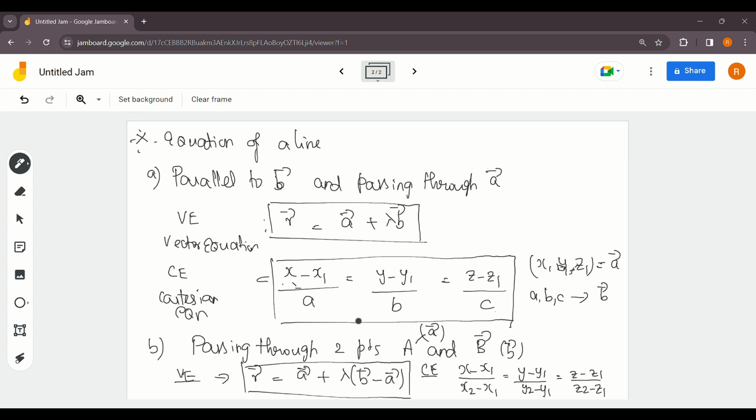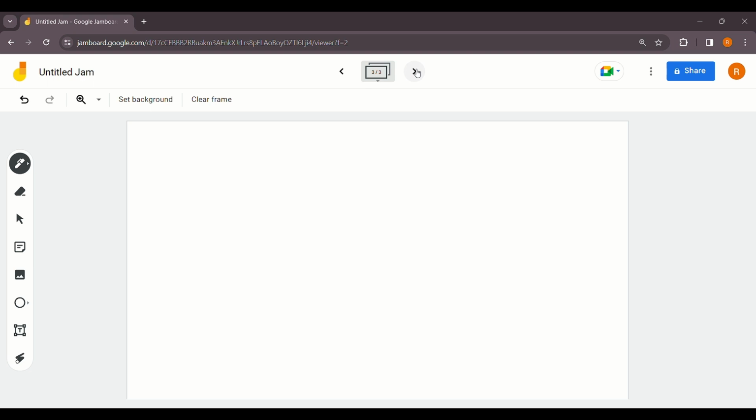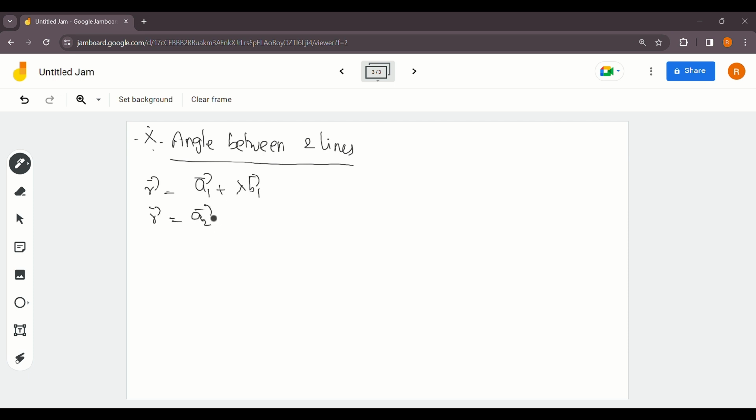So with this, equations of line is over. Now let us go to the next important topic. All these topics are important, so that's why I am discussing all of them. So next concept is nothing but angle between two lines. If you are given in vector form, suppose for example R vector equal to A1 vector plus lambda B1 vector and R vector equal to A2 vector plus mu times B2 vector. Here lambda and mu are nothing but constants.